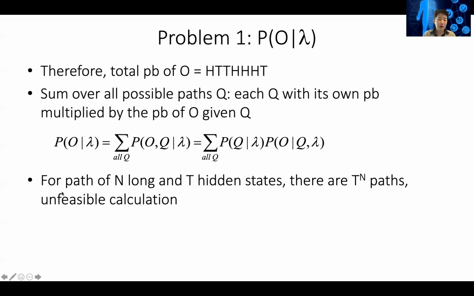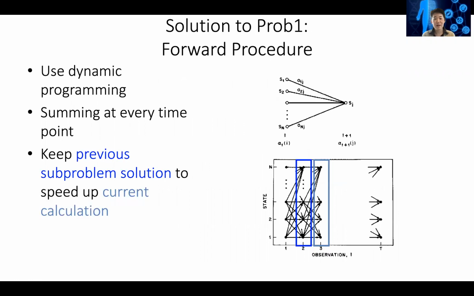So you can imagine for a path with n events in here, and t number of hidden states. In our case, the hidden states are fair coin and bias coin. There are 2 to the n possible paths. And so imagine if t is high and n is also long, say the stock market, where you are looking at a year and there's only bear and bull market, 2 to the 365 days. It's an unfeasible calculation. That's why you need a better computational algorithm to solve this problem. And for that, we use dynamic programming.